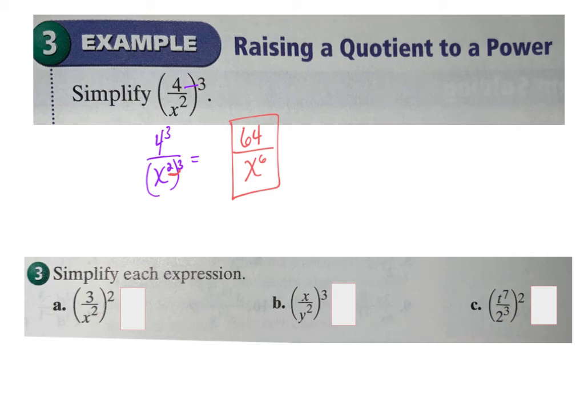3 over x squared, and the whole thing is squared. You should have taken each of those to the second power: 9 over x to the 4th. x over y squared, cubed: x cubed over y to the 6th. And t to the 7th over 2 cubed, the whole thing squared, is t to the 14th over 64.